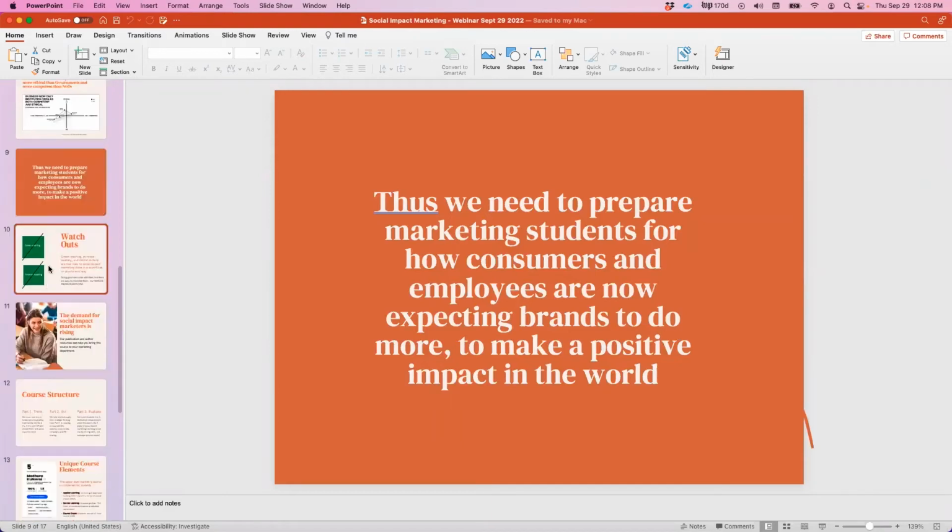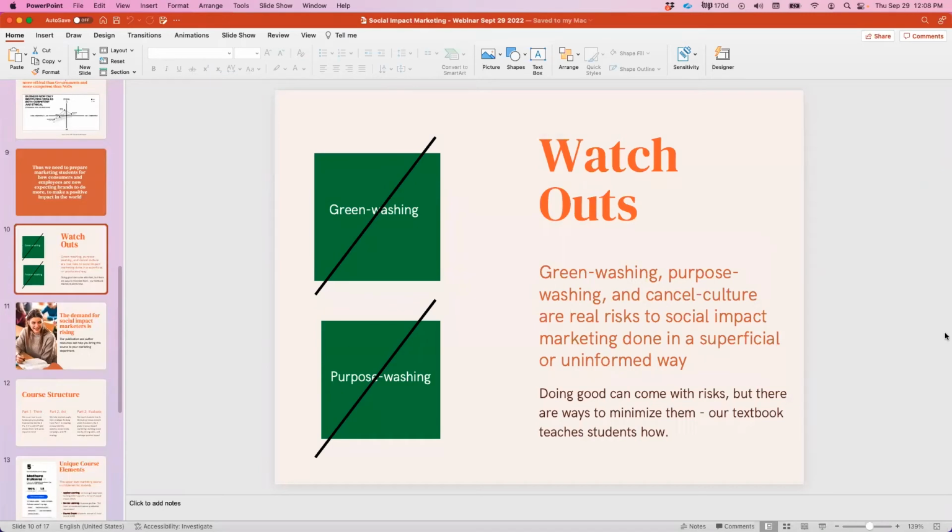Okay. But there are also some watch outs. So greenwashing, purpose washing, cancel culture are real risks to social impact marketing done in a superficial or uninformed way. But there are ways to minimize those risks, and our textbook and the course that we've developed help address those and prepare students for how to overcome that.